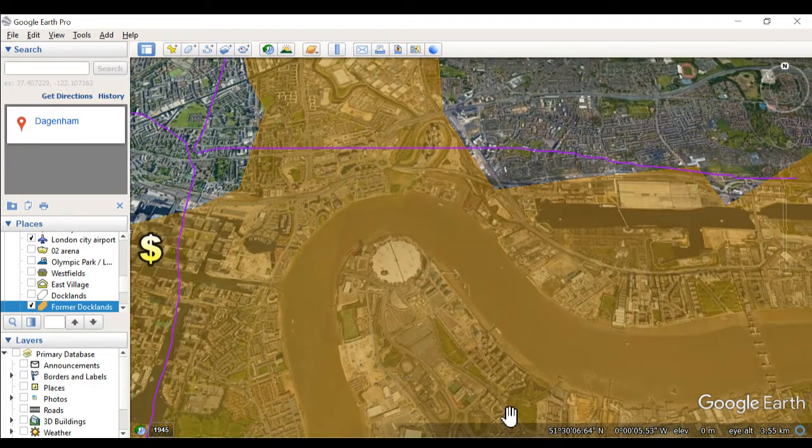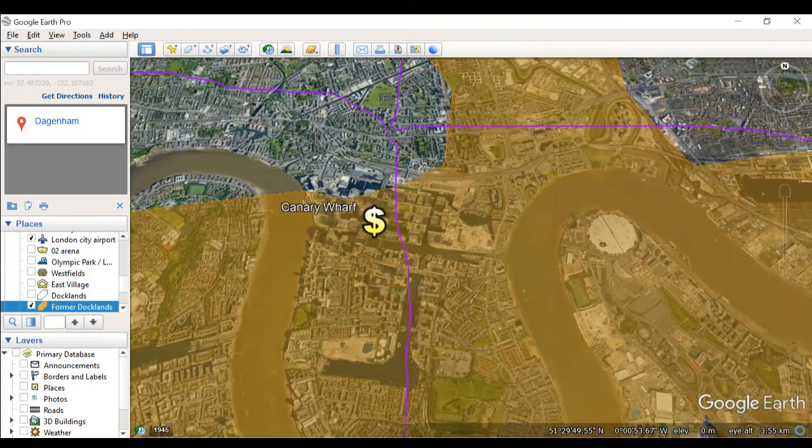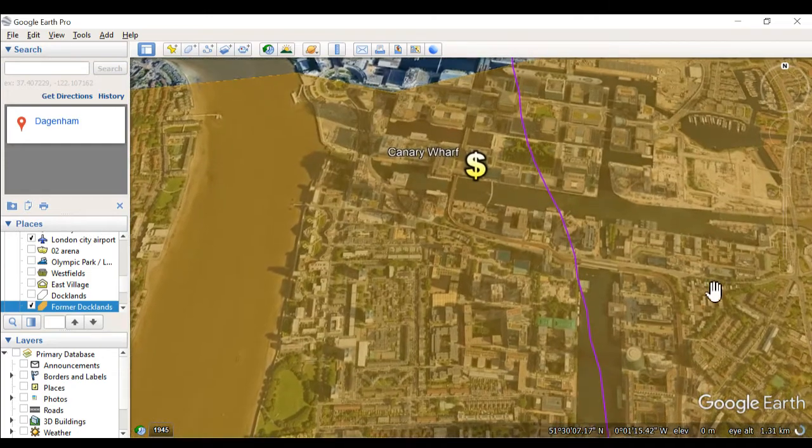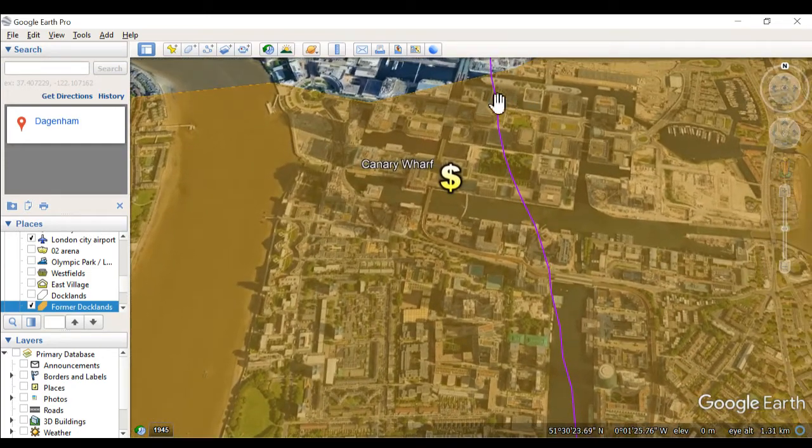We've got the O2 Arena, I'm sure some of you have been to. It's called Millennium Dome. And in this area, which we're going to focus on a little bit more, Canary Wharf, we can go in. I'm sure some of you know Canary Wharf in a little bit more detail. Turn on 3D buildings.